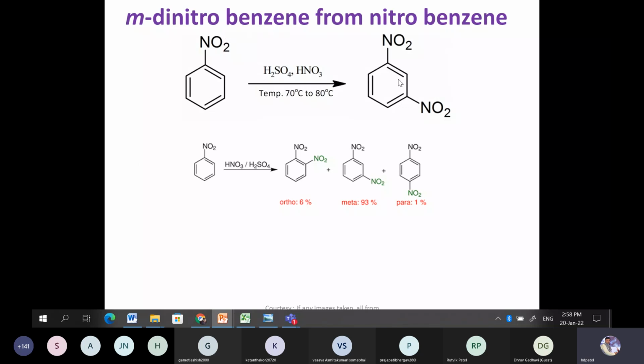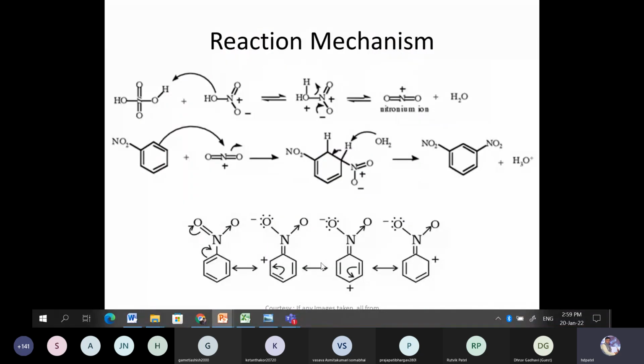Next point is temperature. As I said, temperature plays an important role. You have a substrate, a catalyst, a reactant, everything, but if you do not maintain or provide a particular temperature, then the reaction will not take place. So here we require a temperature of 70 to 80 degrees centigrade. The reason is that here we have one group, the nitro group, which is an electron withdrawing group. When this electron withdrawing group is present, the ring will be deactivated.